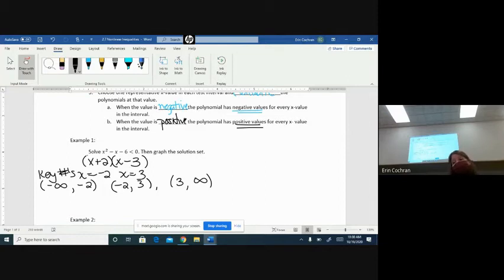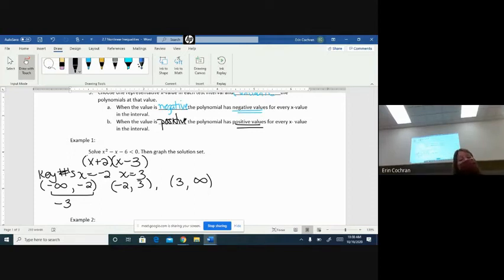So when we test, we need to pick a number that is in my first test interval. Give me a number in negative infinity to negative 2. How about negative 3? Right, you're going the wrong way. All right, so negative 3.